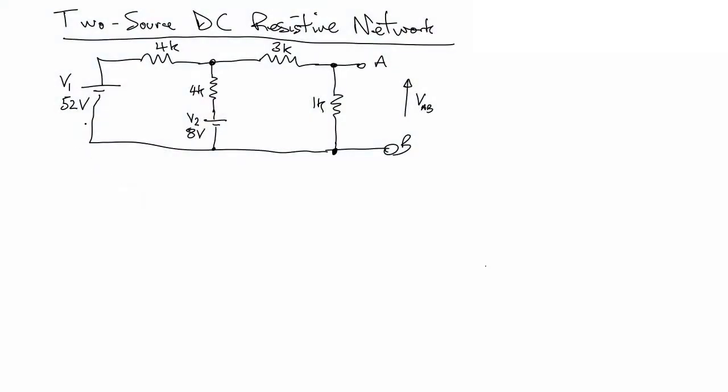Hi there. In this video we're going to be looking at a two-source DC resistive network. I have one drawn here. I have a battery which we call V1, 52 volts, another battery V2 which is 8 volts. We've got a 4K resistor here, one here, a 3K resistor up here, and a 1K resistor on the end here, and terminals A and B.